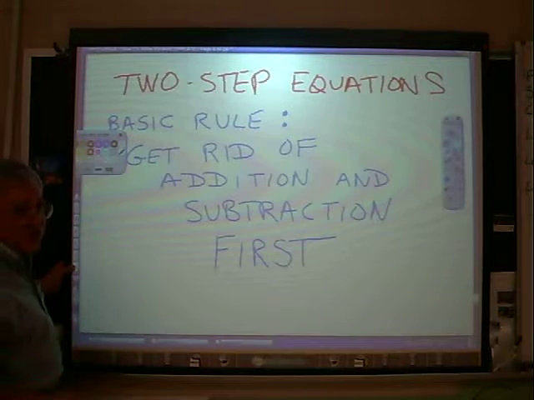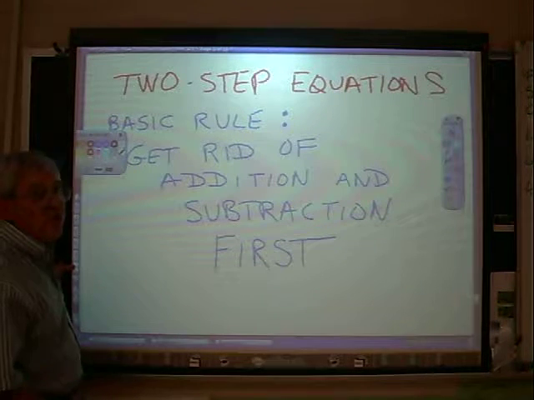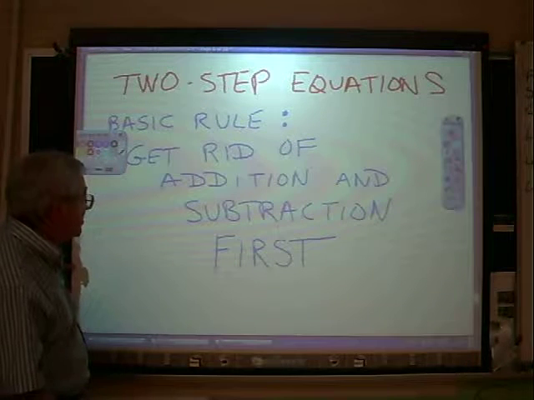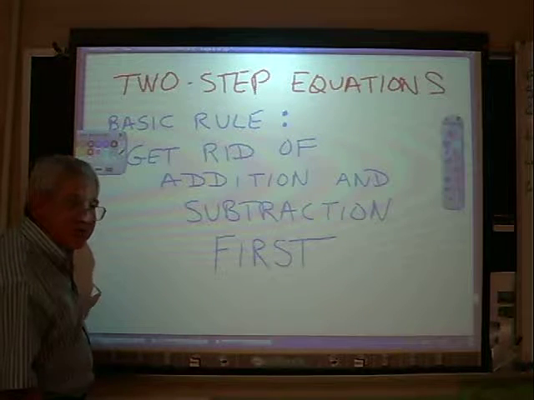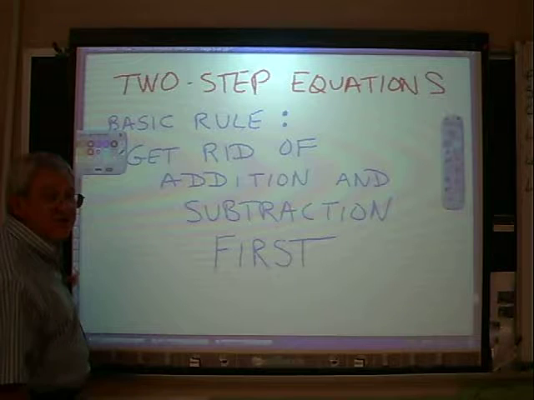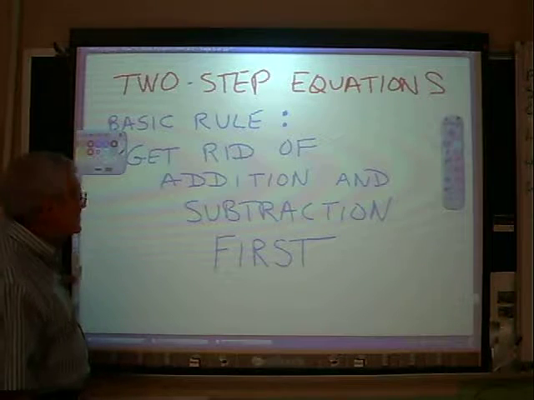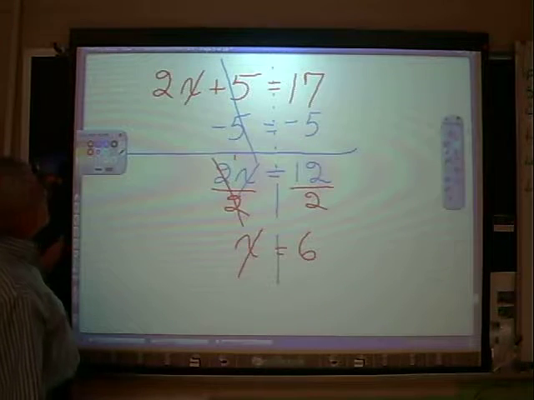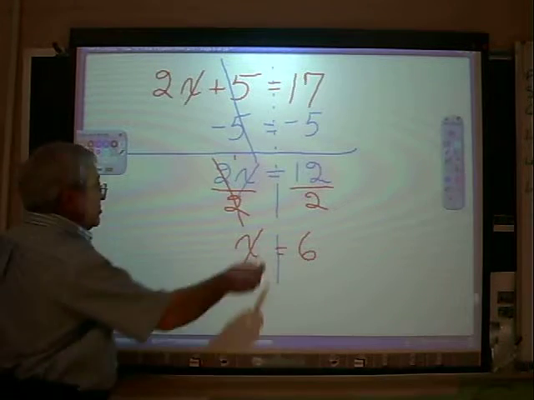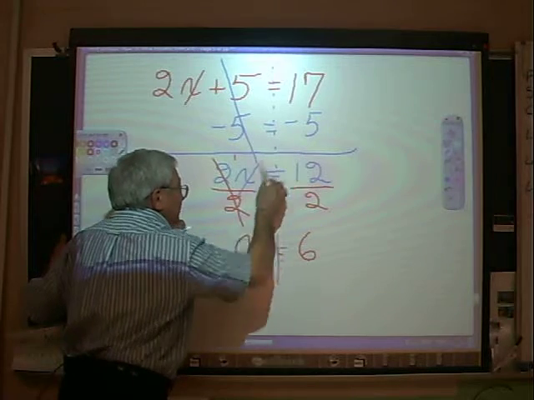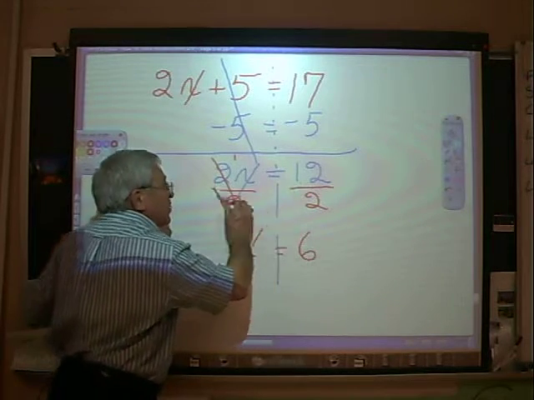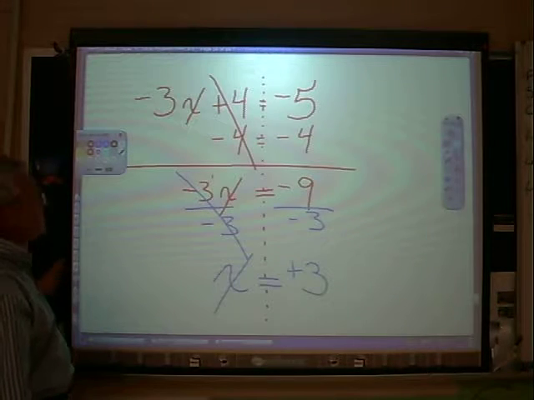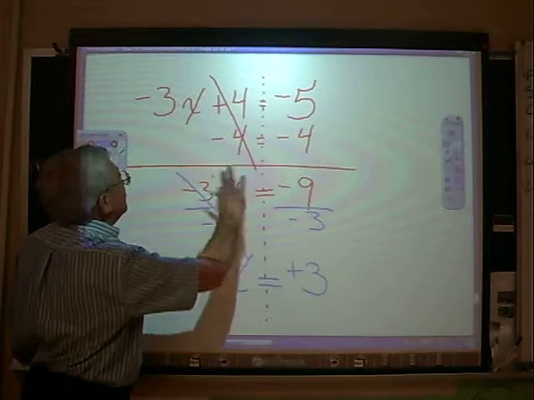Now, two-step equations, the basic rule that you should memorize from now until the end of the day of the earth is get rid of the addition-subtraction first. It will make the equation a lot easier to solve. And then we have a typical two-step equation. We got rid of the addition-subtraction first, then we divided by 2. It's a multiplication. We divided to solve it. We checked our work.